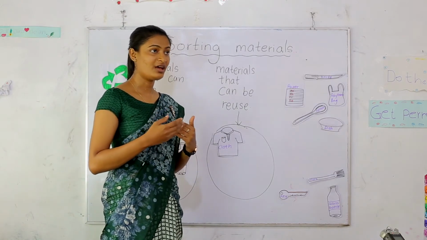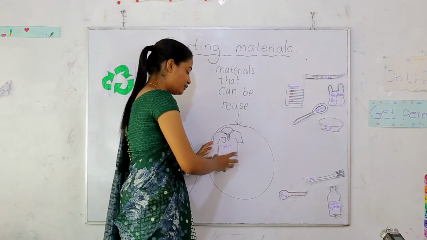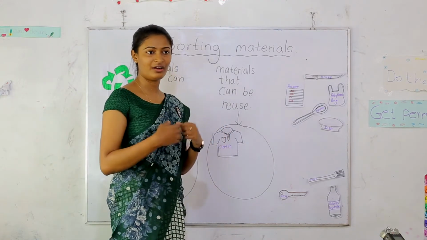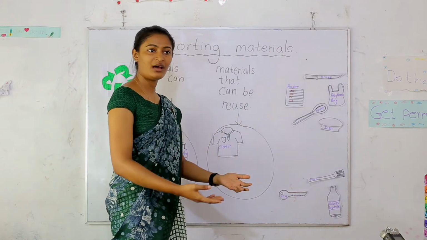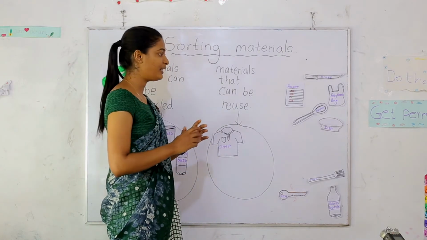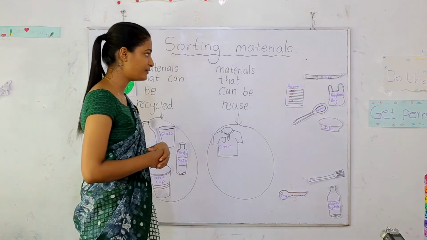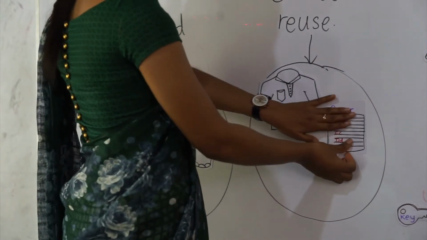That is a very essential thing that we should do, because when you do this, you are protecting the environment also, because you are not throwing more waste materials and garbage into the environment. You just reuse it. That's a good habit. What else can you reuse? Paper. Paper can be reused.